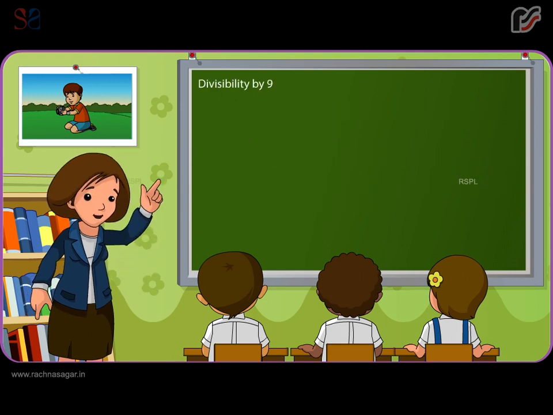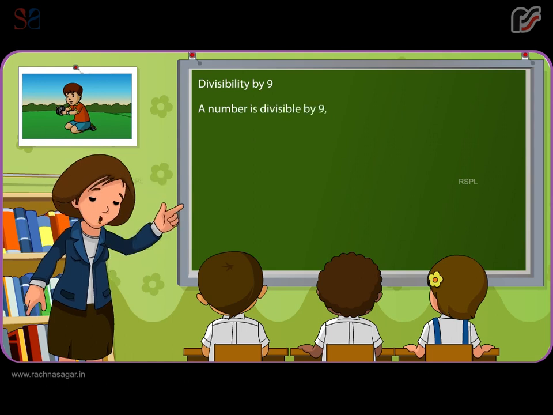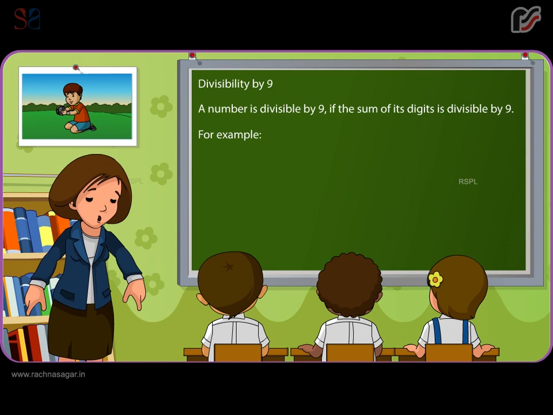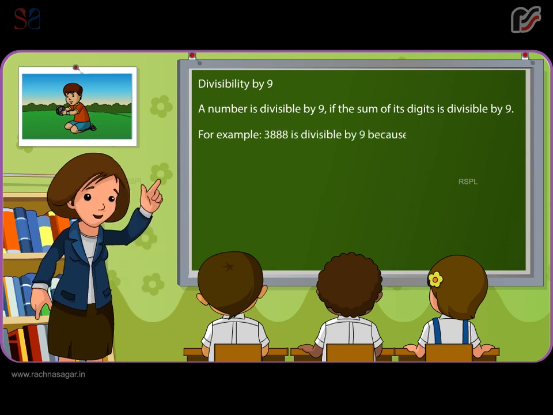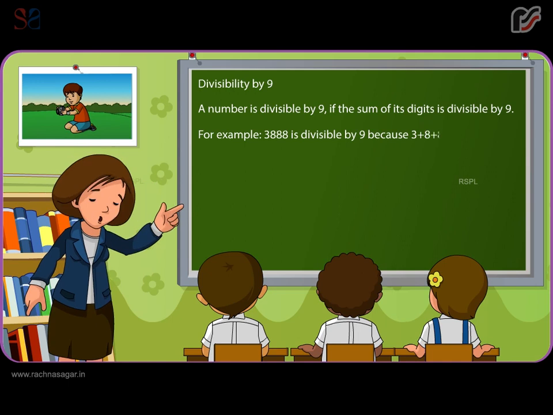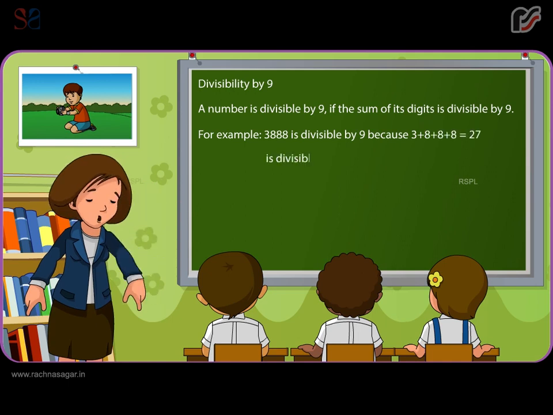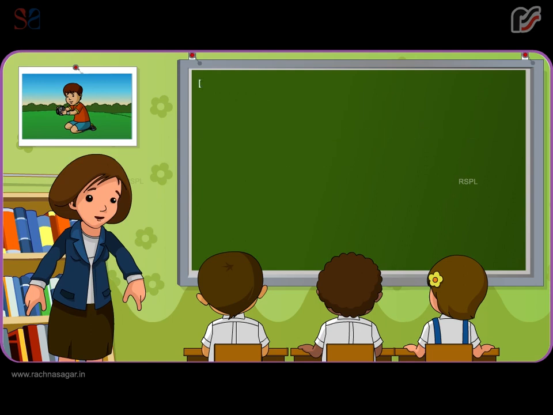Divisibility by 9. A number is divisible by 9 if the sum of its digits is divisible by 9. For example, 3888 is divisible by 9 because 3 plus 8 plus 8 plus 8 is equal to 27, which is divisible by 9.